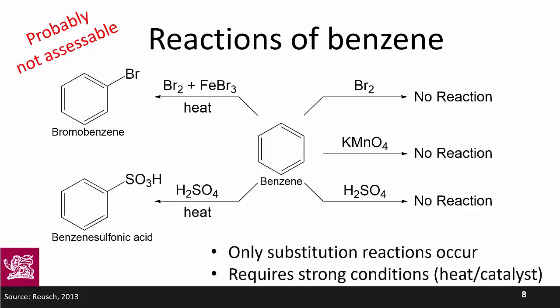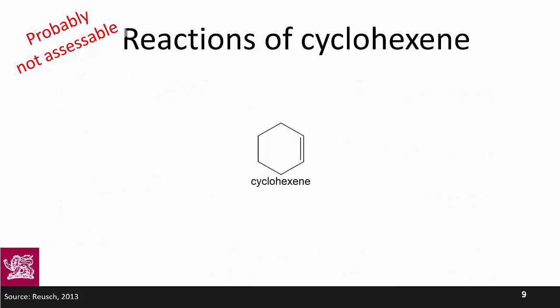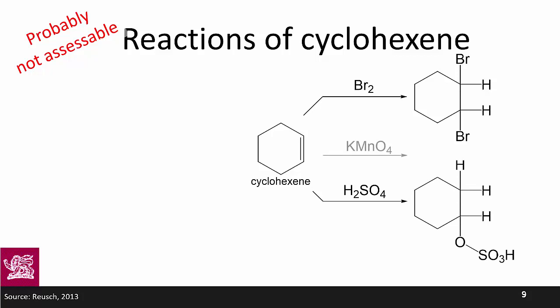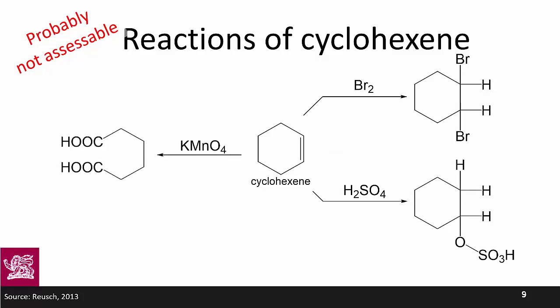This is in comparison to, let's say, cyclohexene, where if we add bromine water, we see an addition reaction across that double bond, forming the dibromo species. If we react with sulfuric acid, you can see that we don't require heat to achieve the product. And finally, if we react cyclohexene with an oxidizer, potassium permanganate, you can see that a reaction occurs.